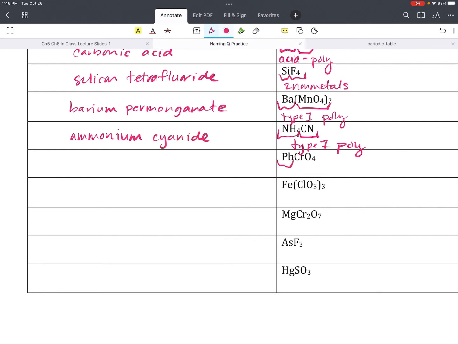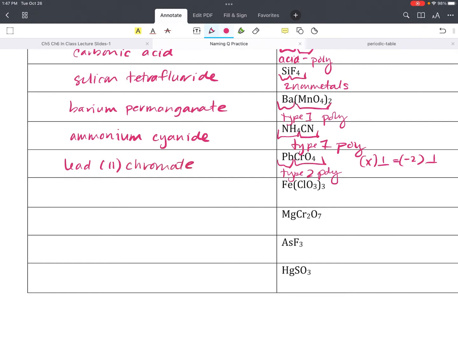Next up, we see metal. And this is a type 2, so type 2 metal, poly. And so we're going to work backwards. So I don't know the charge of lead, but I know I have one of them. I do know the charge of chromate is -2, and I have one of those, which means that the charge of lead must be 2. So this will be lead(II) chromate.